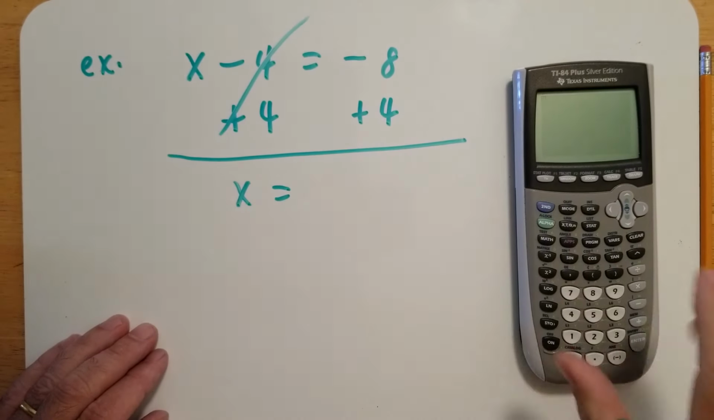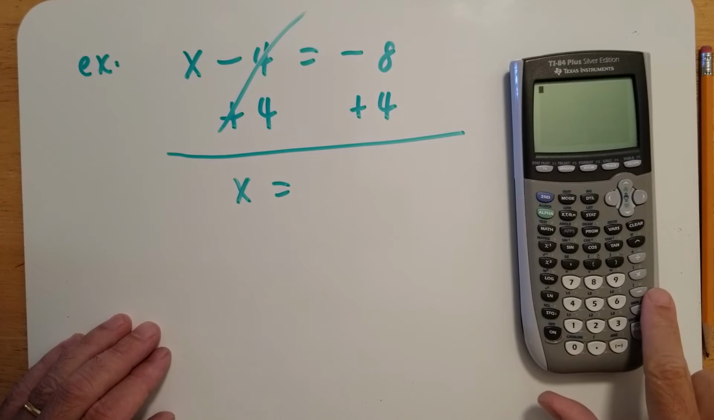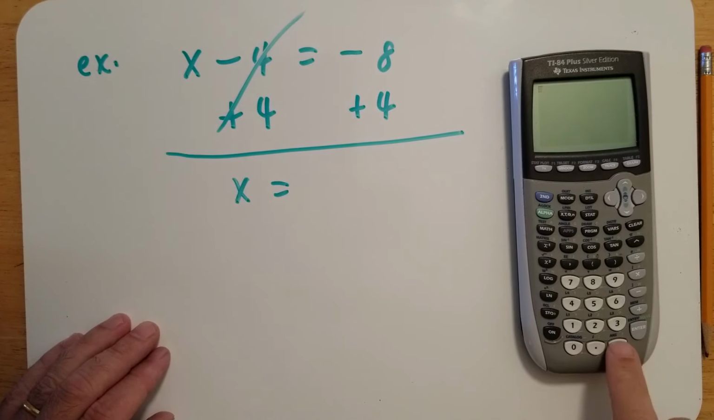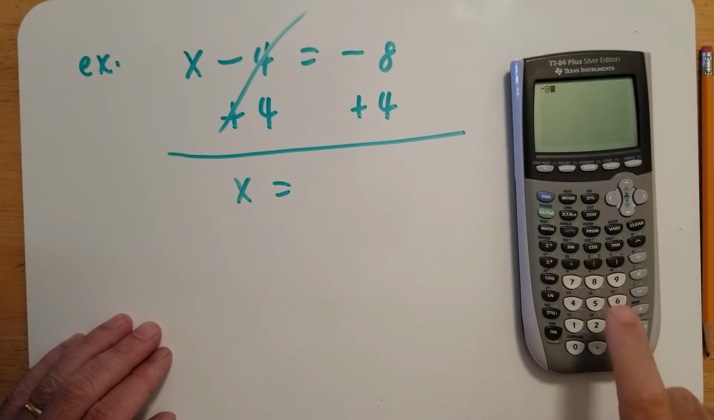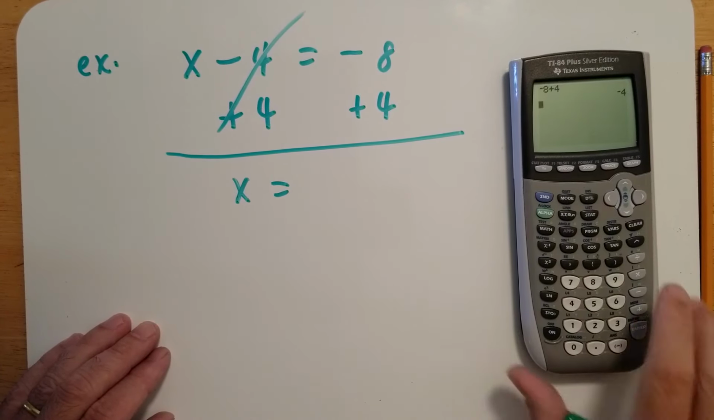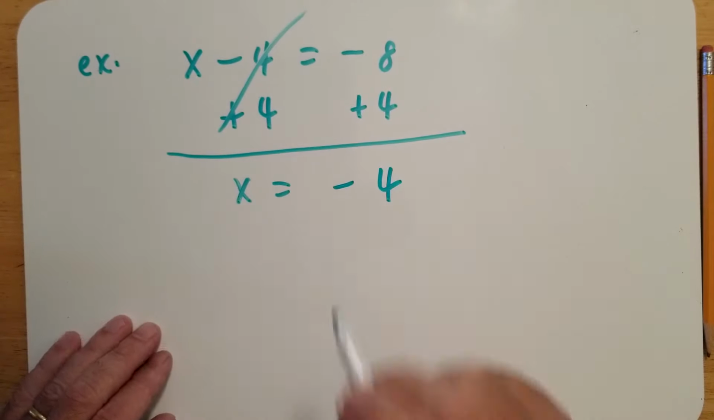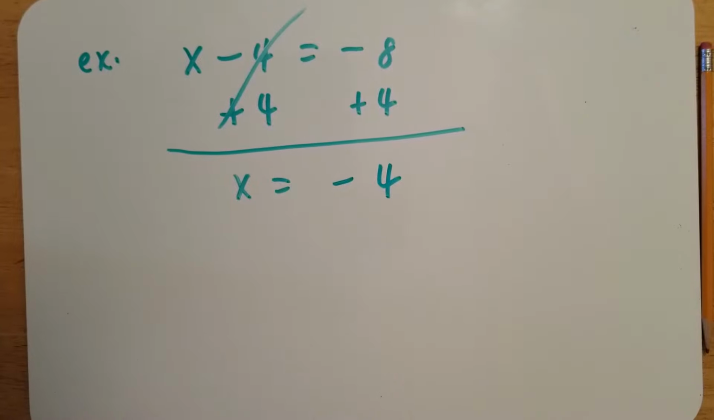So to start with that minus 8, remember I need to use this negative number symbol, not the subtraction symbol. To start out with a number, negative 8 plus 4. And that gives me a negative 4, and that's the answer to that equation, x equals negative 4.